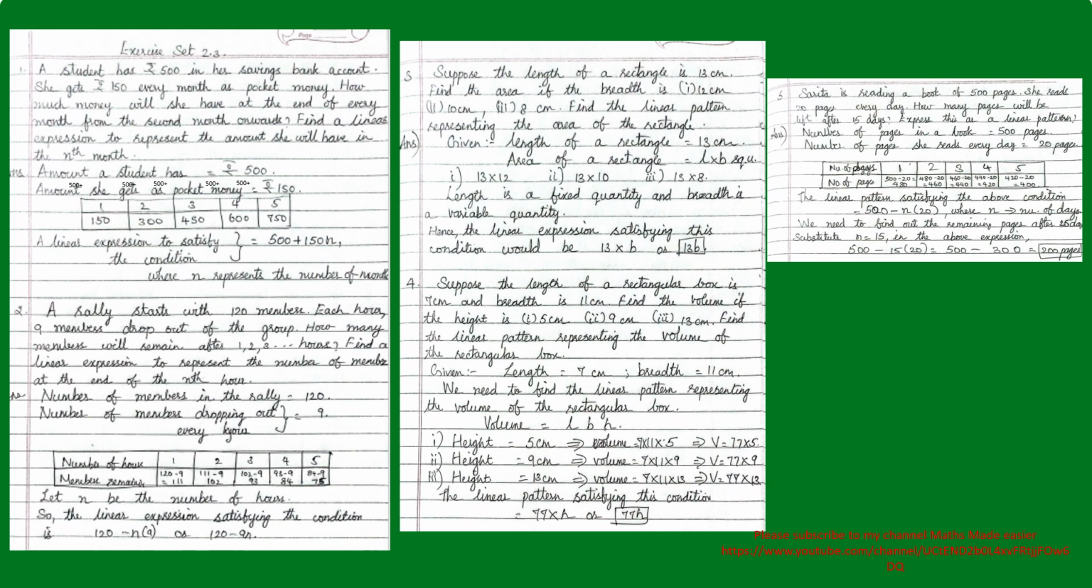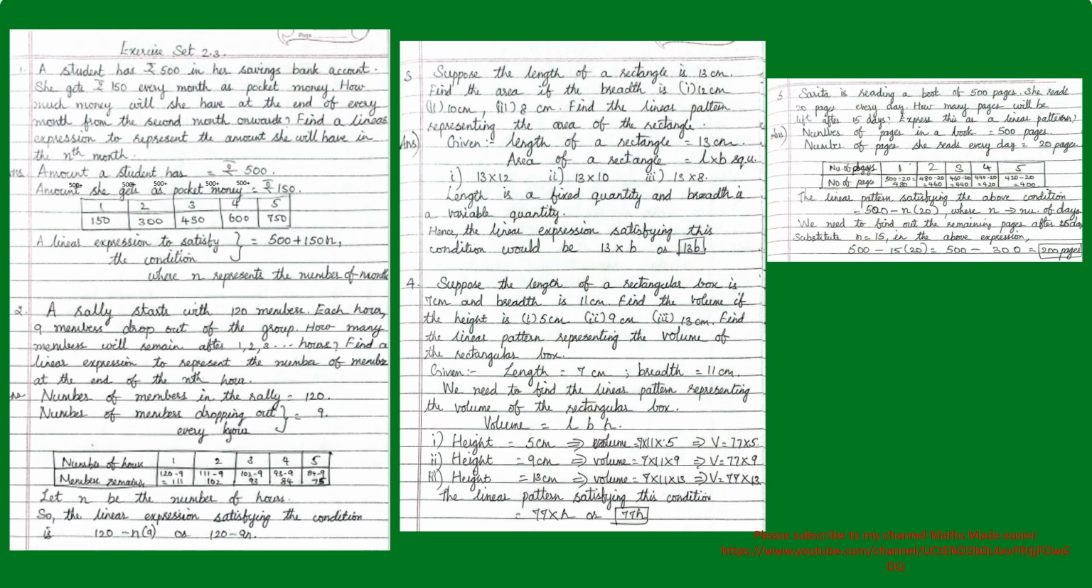So, what is the question asked? She already has 500 in a savings bank account. From the mathematics perspective, we need to treat this as a constant value. The amount she gets every month depends on the number of months. So, every month she gets 150 extra.